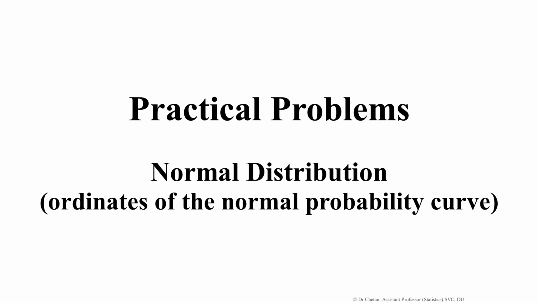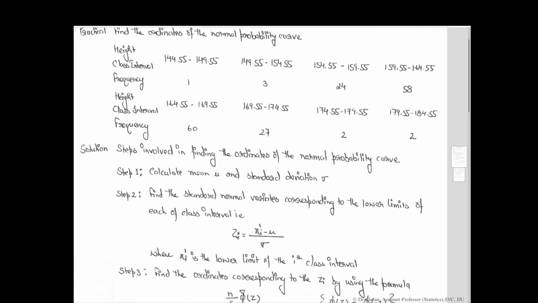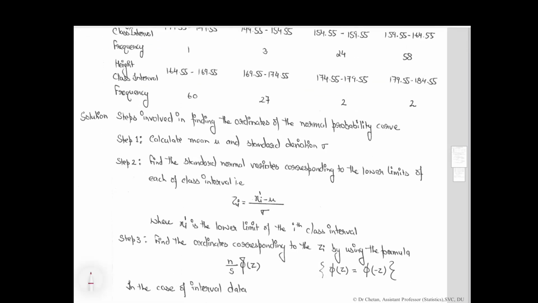In this particular lecture, we will study how to calculate the ordinates of the normal probability curve. For understanding this concept, consider this data in which the height of the students is given and the number of frequency is given. For finding the ordinates of the normal probability curve, we have to follow a few steps.